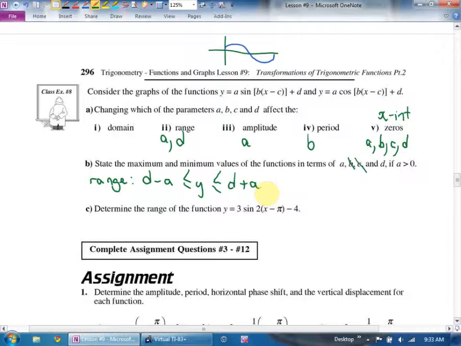Look up. 4 down. We're right here. Negative 4. What's my amplitude? That means from negative 4, I'm going to go 3 up and 3 down. If I go 3 down from negative 4, what's my lowest point going to be? Negative 7. 3 up from negative 4? And now that we did that, maybe that makes a bit more algebraic sense.